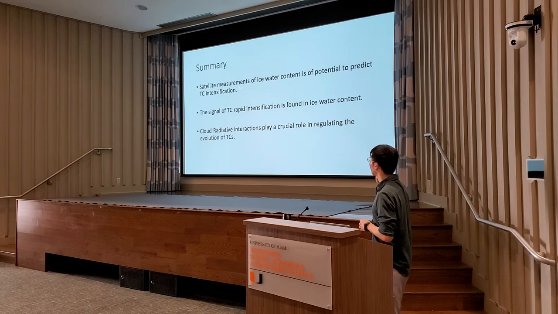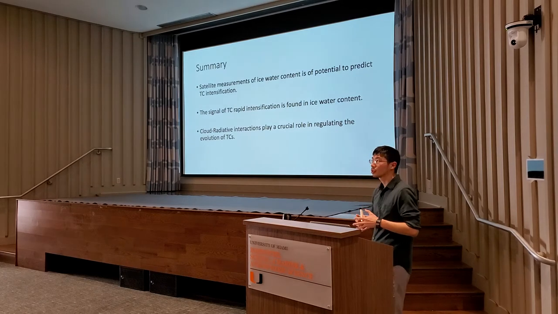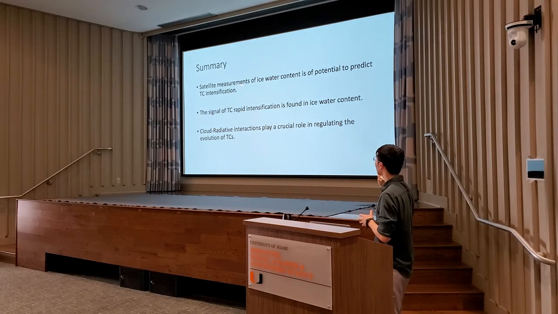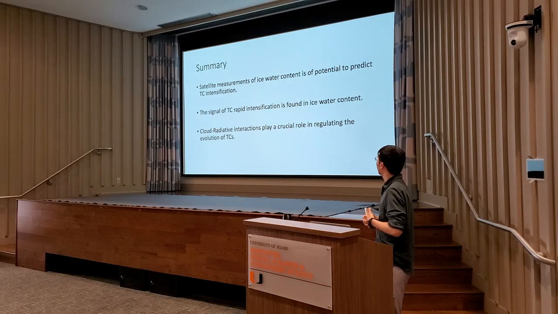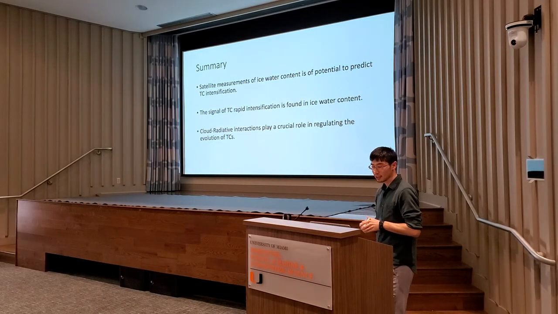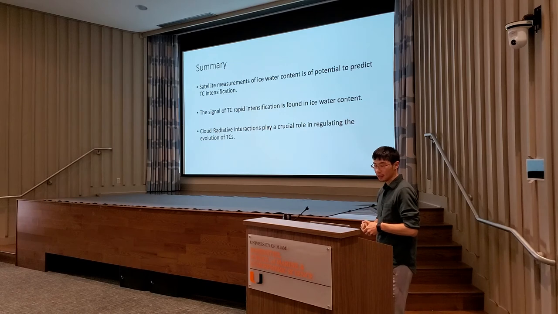So for the first part of my work, we use the latent heating perspective, and we know satellite measurement of ice water content has potential to predict TC intensification. And also there's a signal of TC rapid intensification in ice water content. And from the second part, we know that cloud-radiative interactions play a crucial role in regulating the evolution of tropical cyclones.